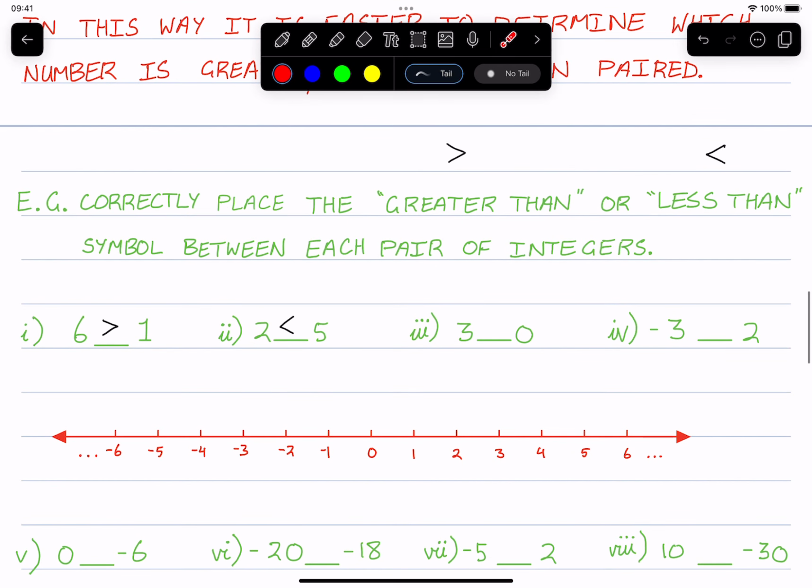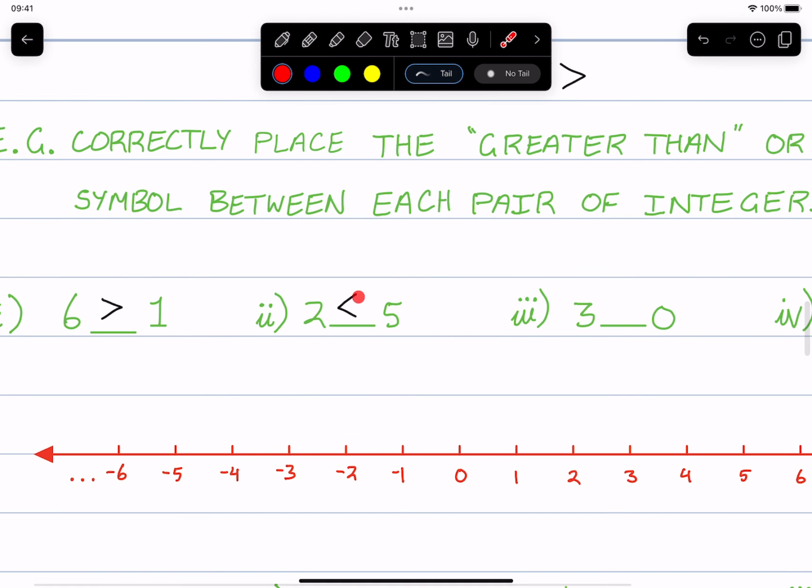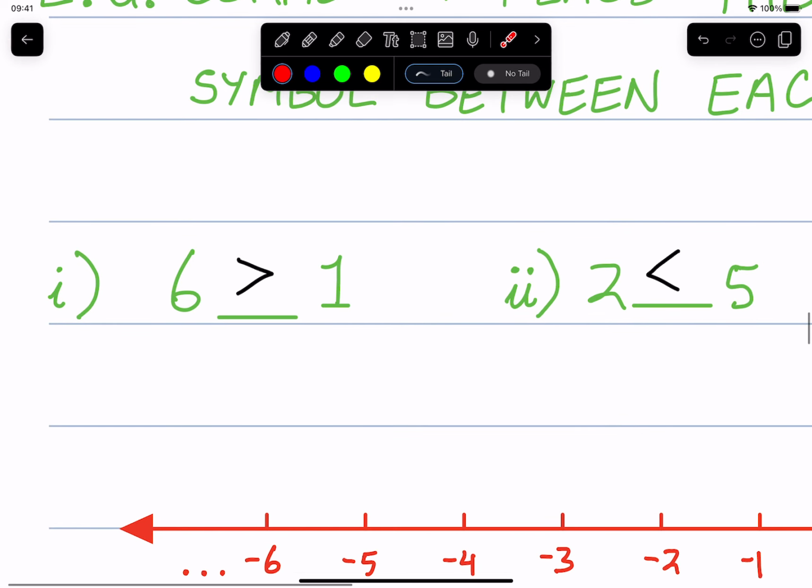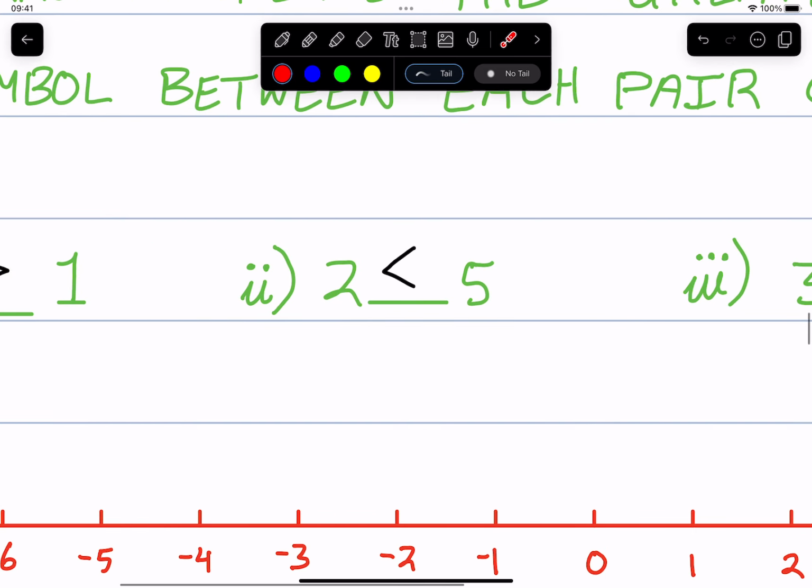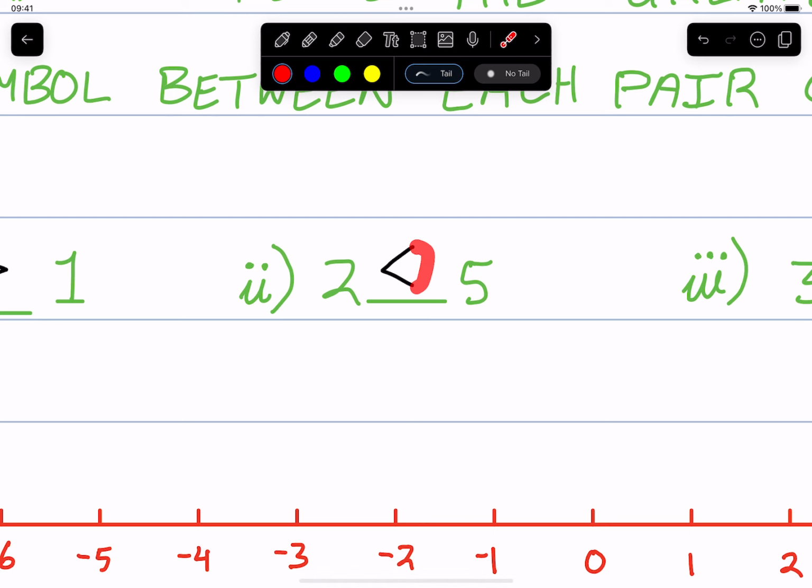In case you get a little confused with which symbol to put down, I always remember that wherever the opening is, that is the bigger number. As you can see here, the opening of this symbol belongs to the 6, and the point goes to the 1, because 1 is smaller. Likewise here, the opening goes to the 5, so the 5 is bigger, and the point belongs to the 2 because it is smaller.